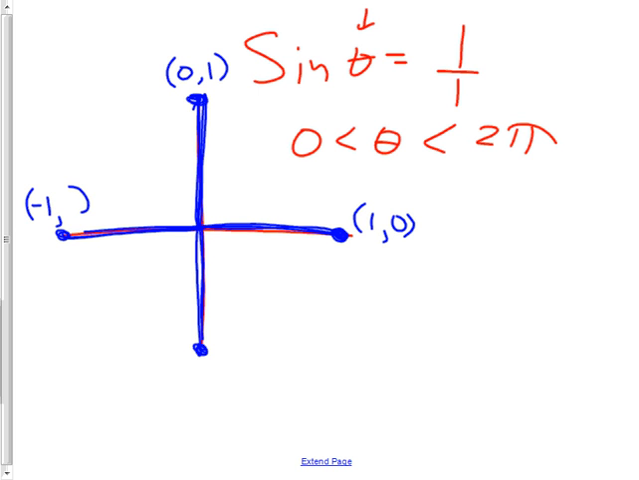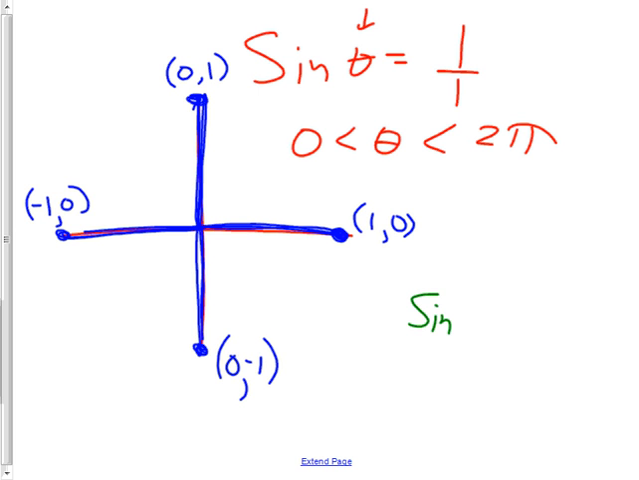Negative 1, comma 0. And how about this spot right here? 0, comma negative 1. If you don't have those memorized, you've got to learn them, because there are going to be quadrantals on the test. I would guarantee that's a big topic, because it's either triangles, or what if you can't draw a triangle, like this one?